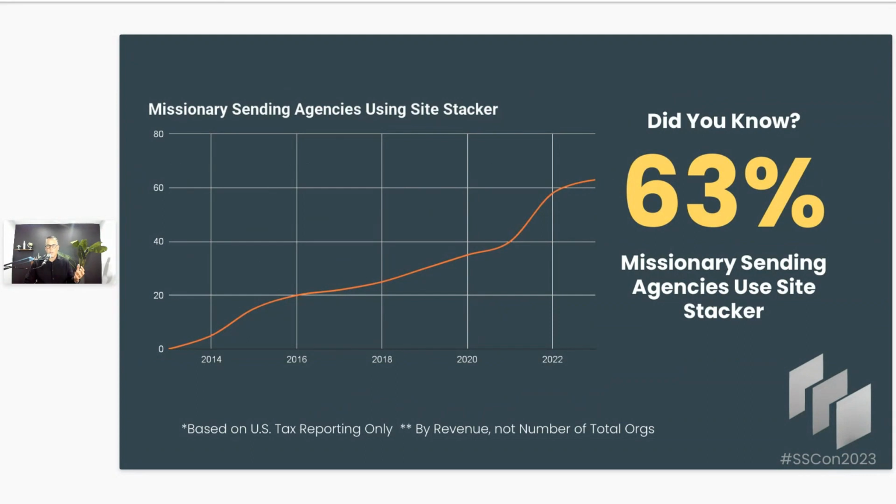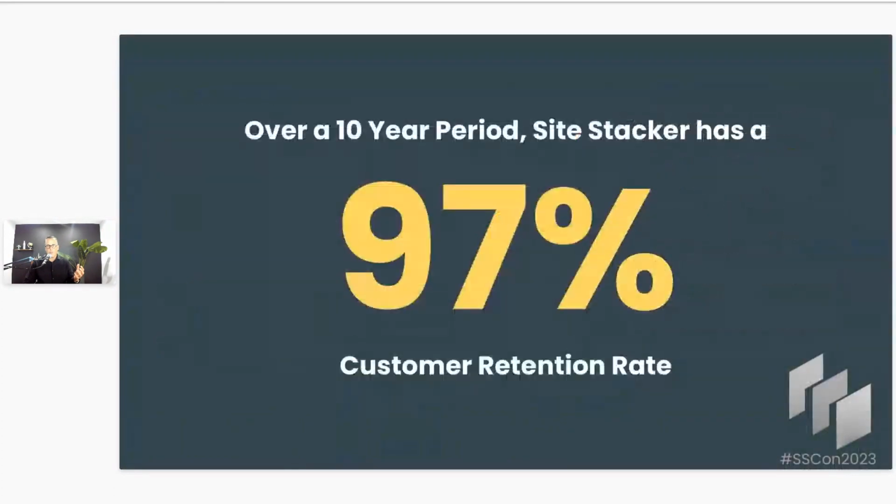The reason I'm pointing this out is that this is the basis of the data we're going to be looking at. It's those 63% of missionary sending agencies, those 24% of child sponsorship organizations over that 10-year period. And over that same 10-year period, I thought this was an interesting statistic to share: SiteStacker as a platform has a 97% customer retention rate.